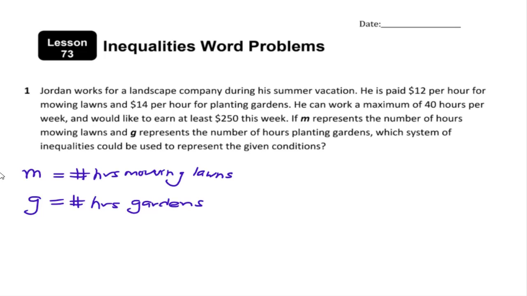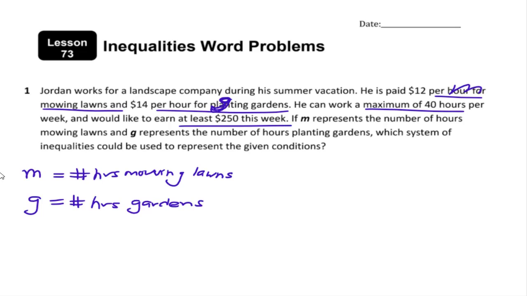I already used that. All right, so if I go back, anytime I talk about the number of hours mowing lawns, he is paid $12 per hour mowing lawns. So I'm going to put the letter M right here. And then $14 per hour planting gardens. So that's where my G is going. He can work a maximum of 40 hours. That seems important, per week. Wants to earn at least $250 this week.